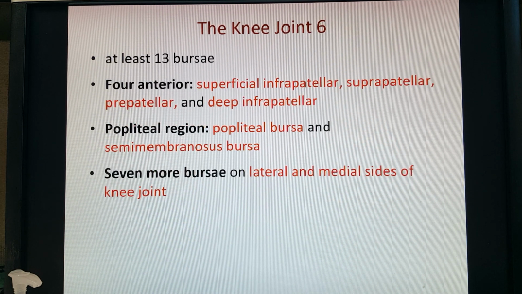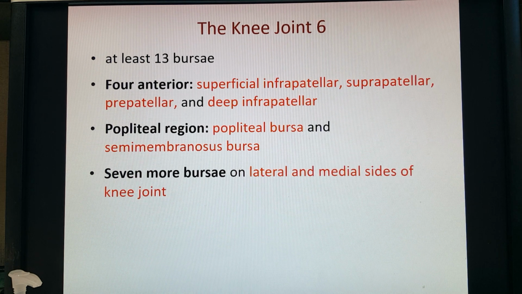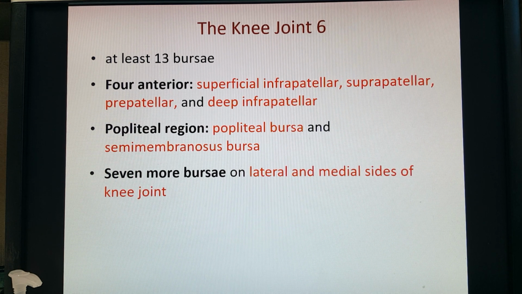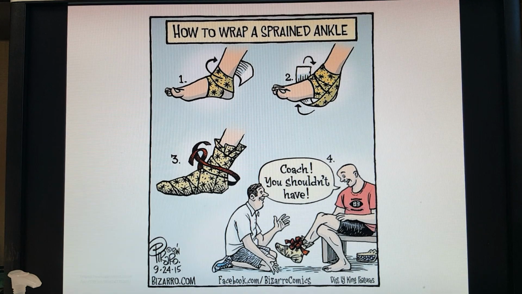Okay, so with our knee joint, we have at least 13 bursa that are helping to cushion it. We say at least 13 because we're still finding stuff. But again, a lot of movement in that area with our tendons and muscle and bone and skin moving around. So you do want to have a lot of cushion in that area.